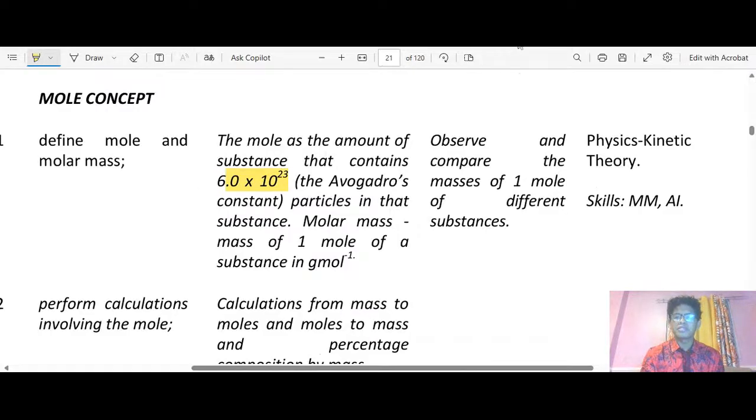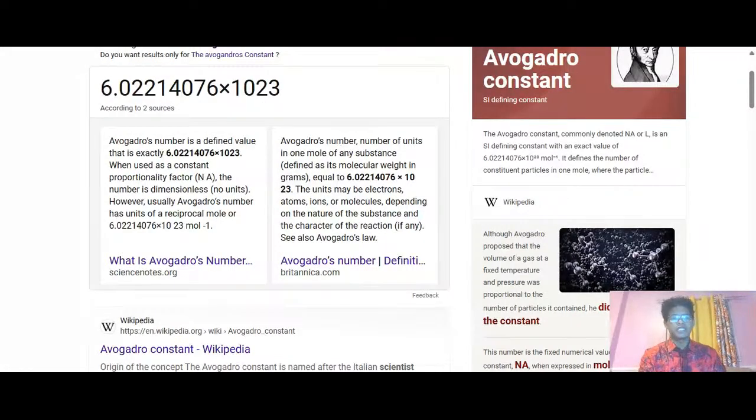Now let me just look up the Avogadro's constant. Honestly, it's quite big compared to the usual figures. Let me just put that up on screen here. This is an example of the Avogadro's constant.